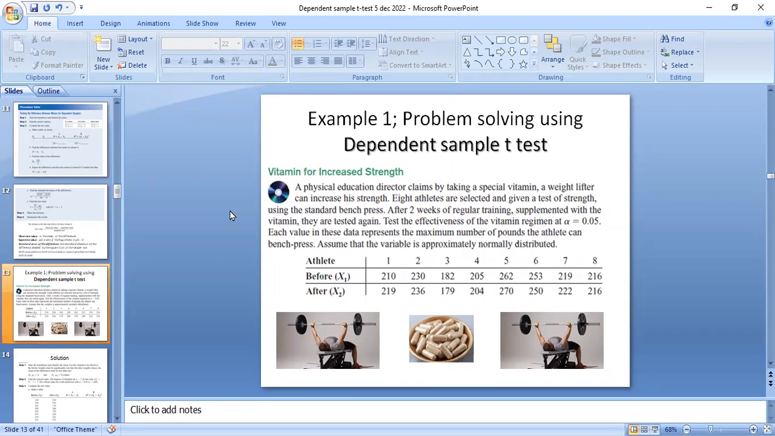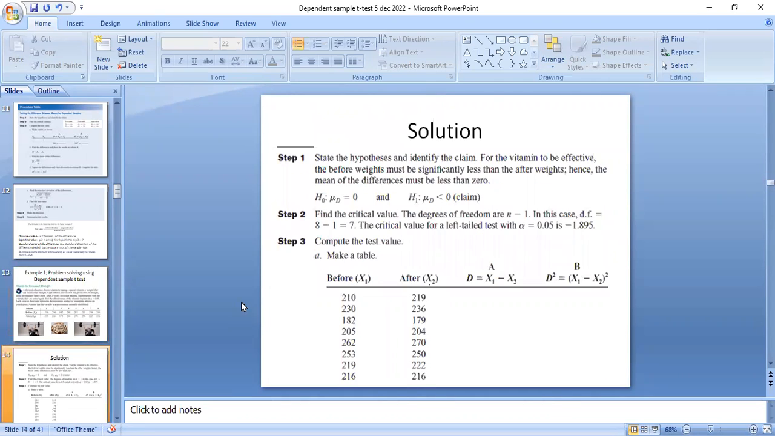Each value in these data represents the maximum number of pounds that athlete can bench press. Assume that the variable is approximately normally distributed. Here is the sample of 8 athletes and their bench press in pounds before the vitamin is given, in the table in this row x1, and their strength after the vitamin is given in this row x2. Now we will solve this problem.